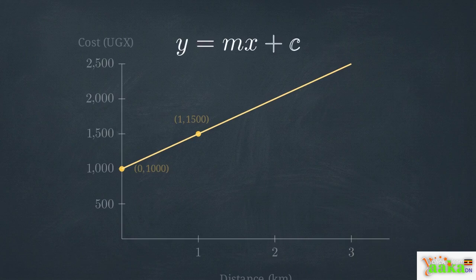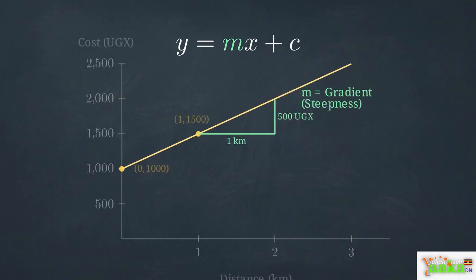Every straight line on a graph follows a specific rule that describes exactly how it behaves. We write this as the equation y equals mx plus c. To read this rule, you only need two pieces of information. The m represents the gradient, which tells us the steepness of the line. The c is the y-intercept.